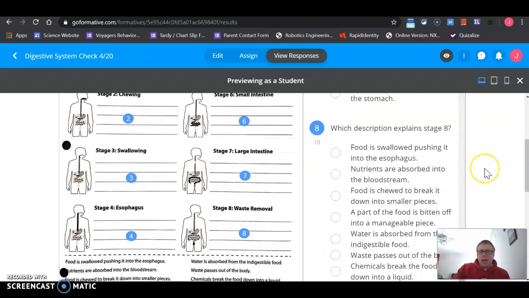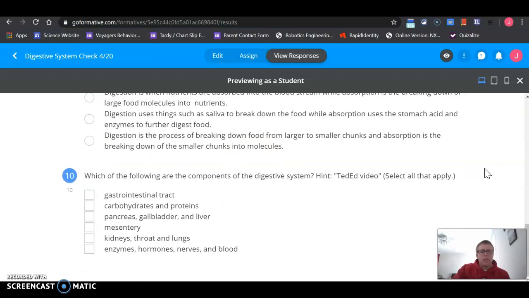And then number 10 was the last question, which was: check all the components that are a part of the digestive system, and that would be the gastrointestinal tract, the pancreas, gallbladder, and liver, the mesentery, and then enzymes, hormones, nerves, and blood. I don't think a lot of people knew how much was actually involved in the digestive system, and that answer could have been found in the TED Ed video.